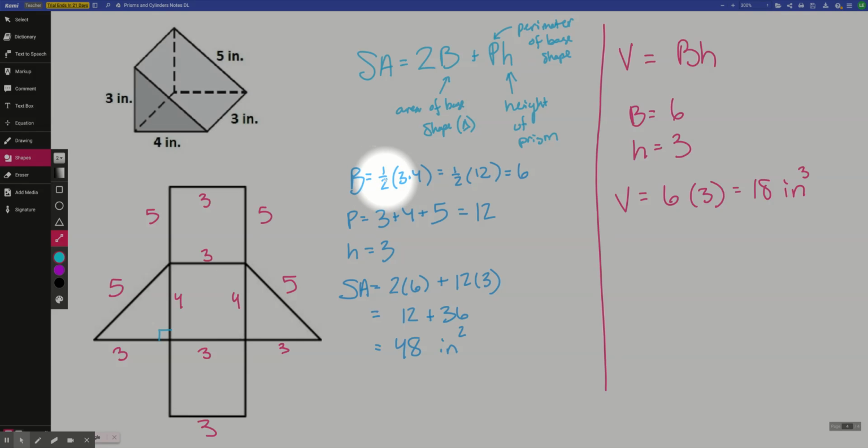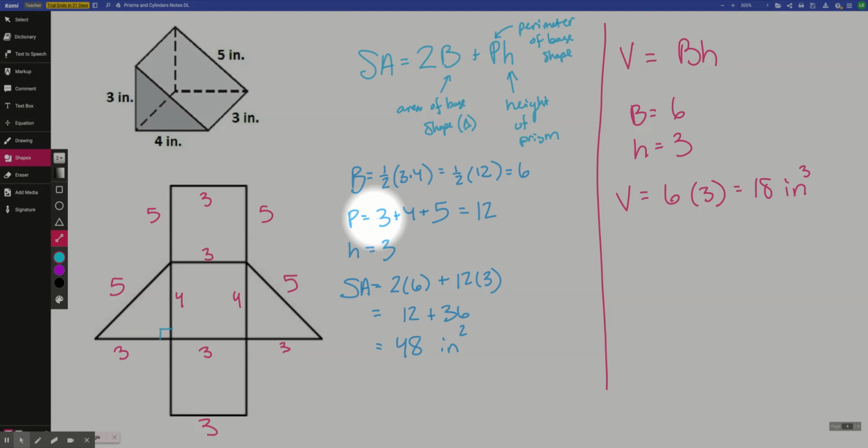So area of my base is 1/2 times 3 times 4. 3 times 4 is 12, cut that in half, is 6. The perimeter of my base shape is all of these added together, 3, 4, and 5. So that's 12. And then the height of my prism is a little easier to see, honestly, if you look at the 3D shape, right?